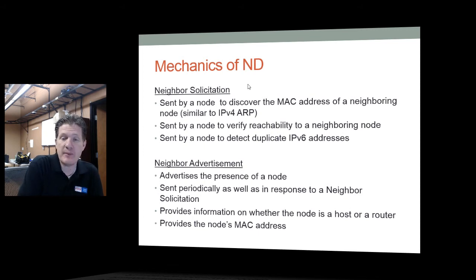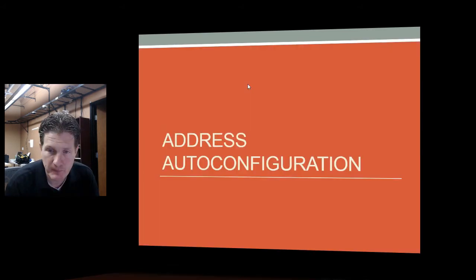We can also use it as neighbor advertisement. Neighbor advertisement allows us to let us know that there are nodes available on the network to talk to. These are sent as a response to a solicitation. It provides information on whether the node is a host or it's a routing device, and it'll provide the MAC address of the node that is performing the neighbor advertisement.